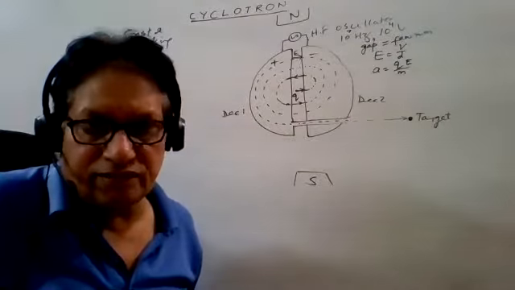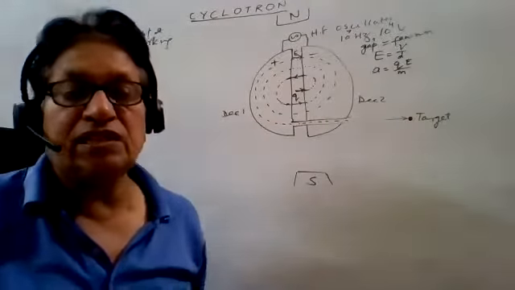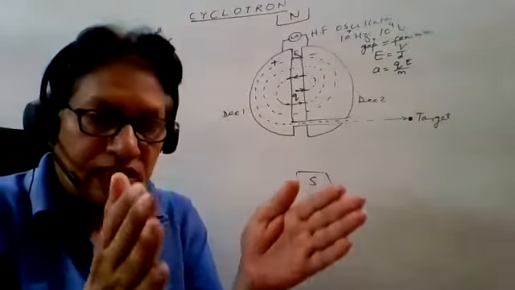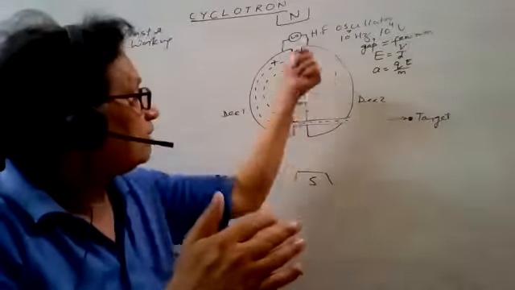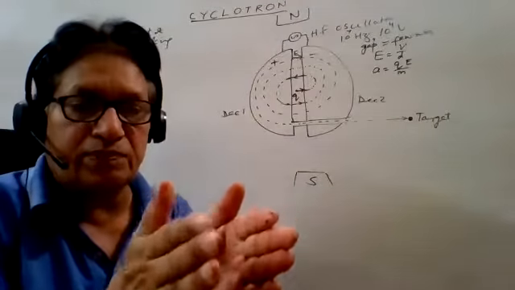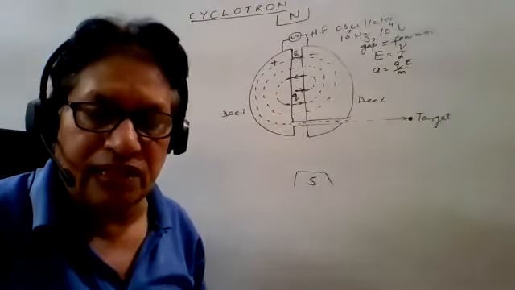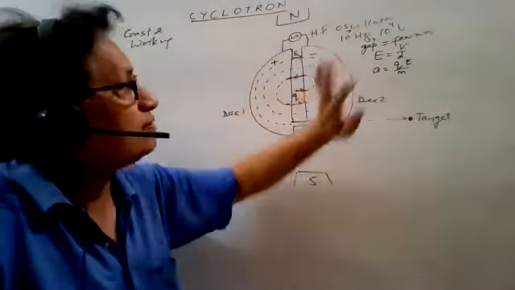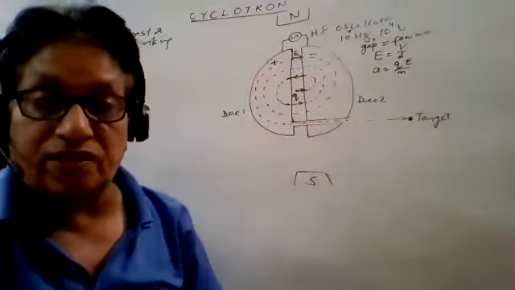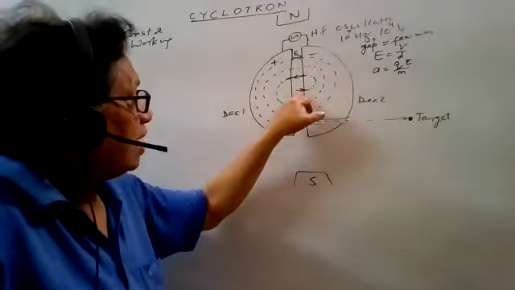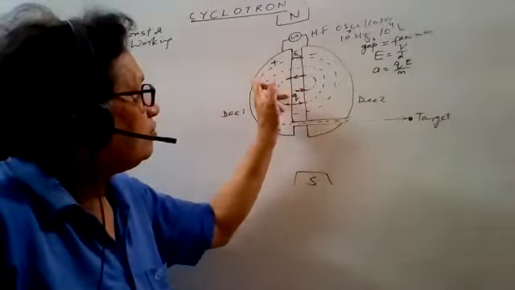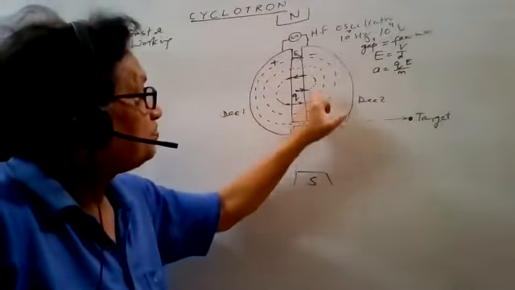I'm repeating this again, the working. Construction here: there are two Ds. This is cut into two parts in the form of D, so-called D1, D2. And these two Ds are separated by a small distance, a few millimeters only. A very high voltage is applied, and at the same time the frequency is very high. The charged particles produced here accelerate from left to right, or D1 to D2.